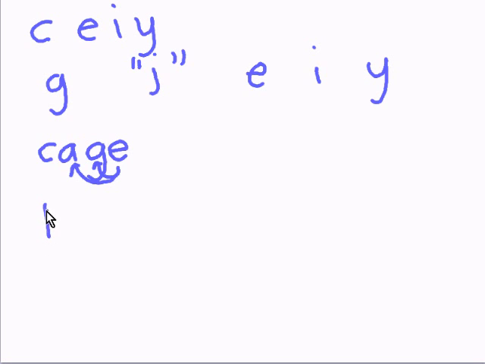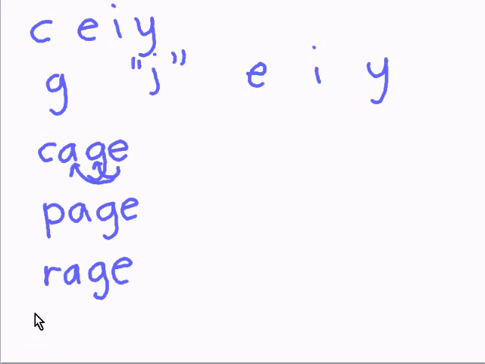Page. Age. There we go. And rage. I hope you don't do that very often. Get into a rage. That means get all angry. And wage. A wage is money that someone receives every week in agreement for doing some work. Wage.